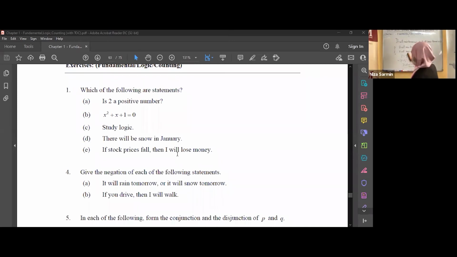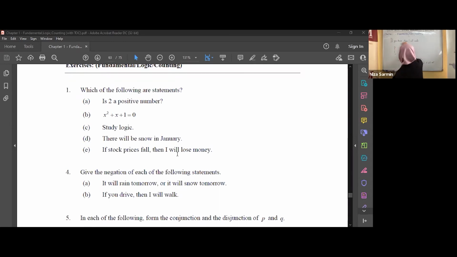B? If you drive, then I will walk. If you drive, then I will walk. Why? Merajuk ke apa ni? If you drive, I will walk. Why you don't go with me in the car?